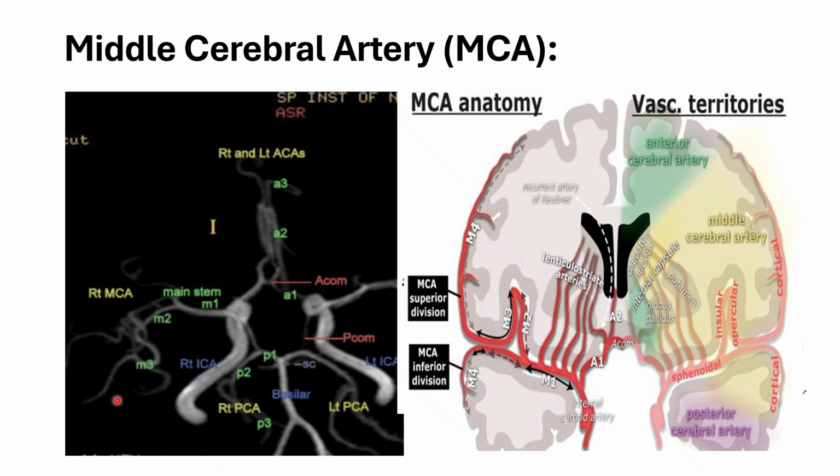And this is the second image. We can see that this is the M1 segment, the horizontal segment, M2 segment, that is the insular, M3 is the opercular segment, and M4 is the cortical segment of the MCA.